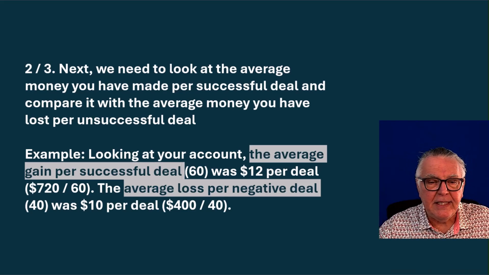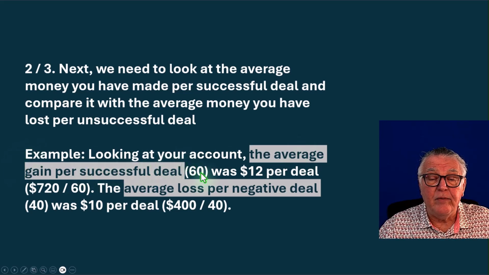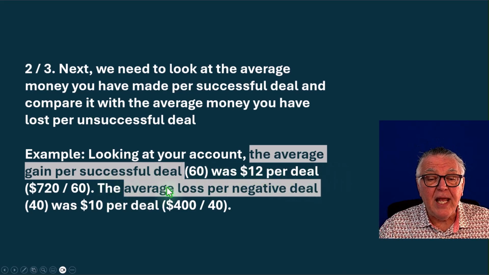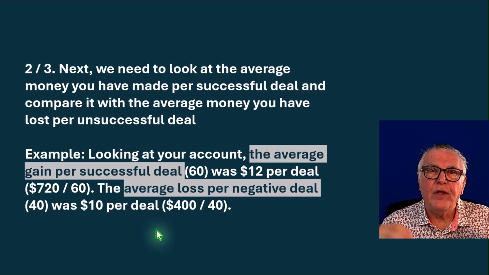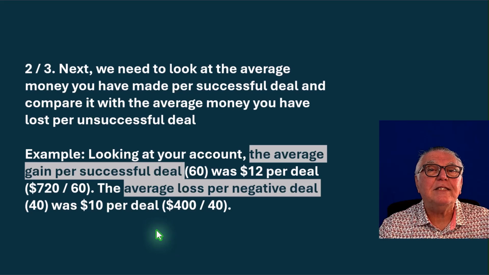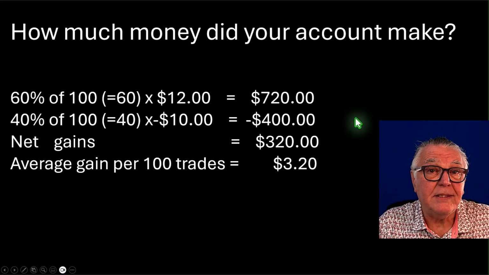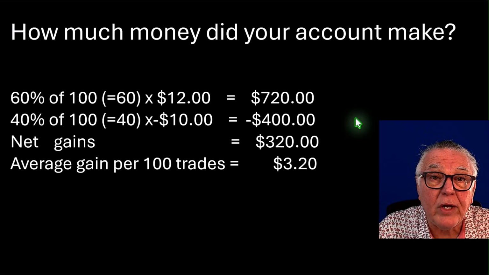So for instance, here's an example. If your average gain per successful deal, and in the previous example we had 60 successful deals, was $12 per deal, and the average loss per negative deal was $10 per deal. That's how those statistics look. Now let's look at it all together, because those statistics are the only statistics that determine how much money you're going to make.